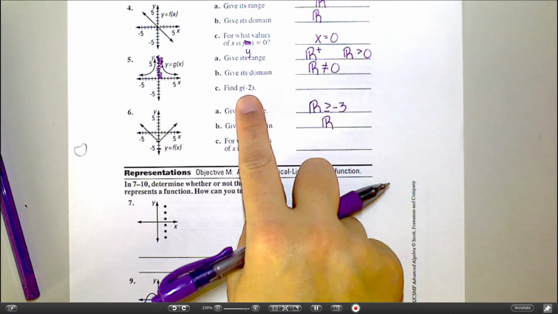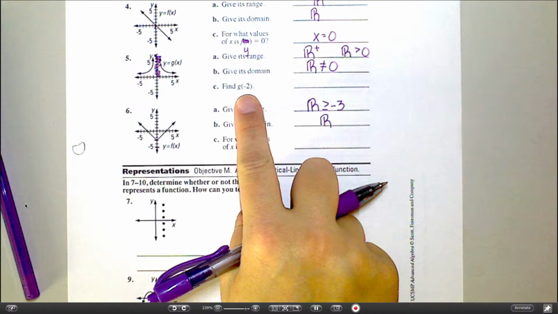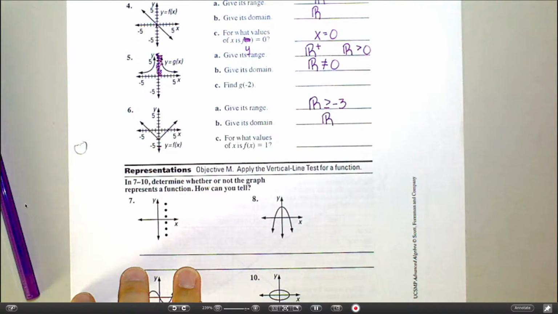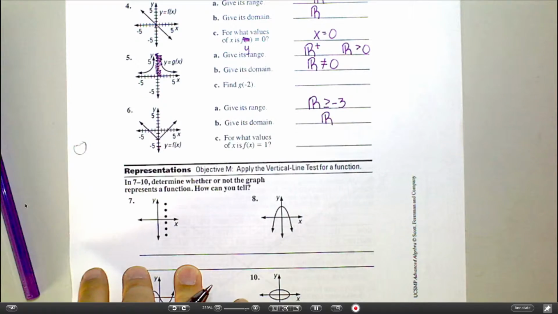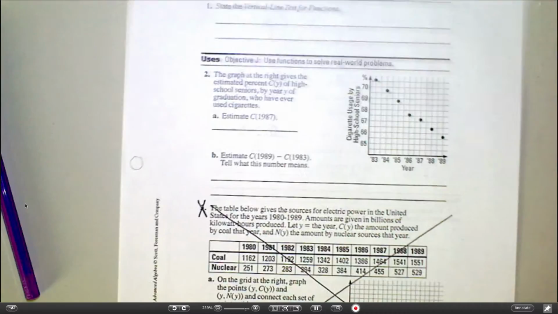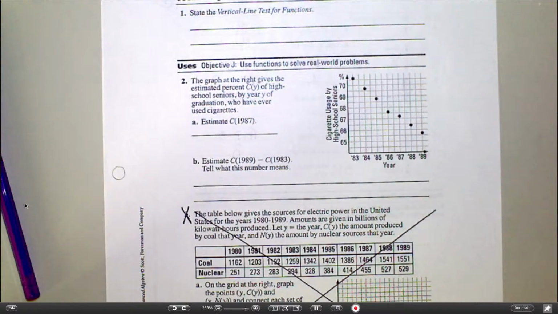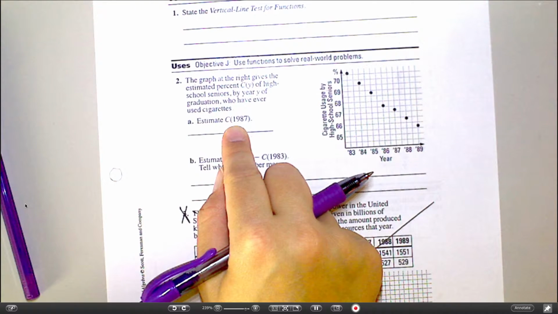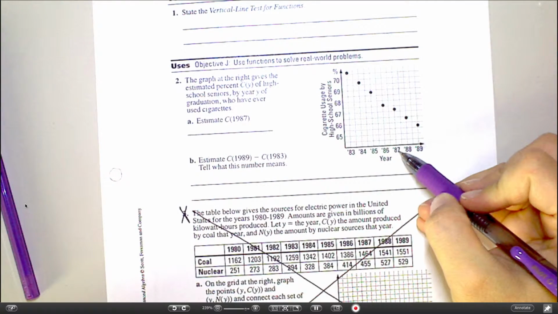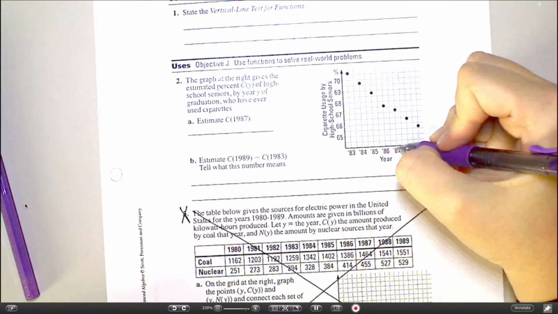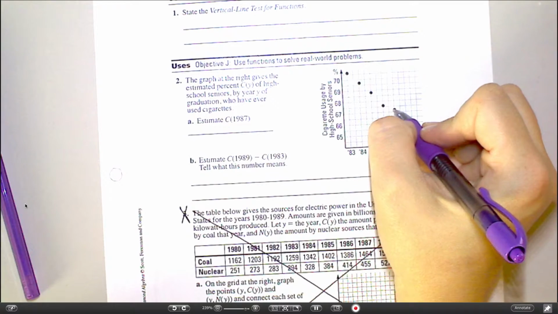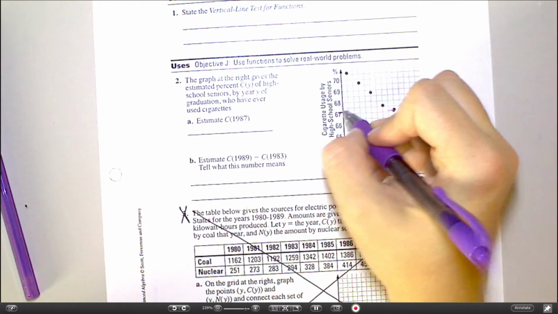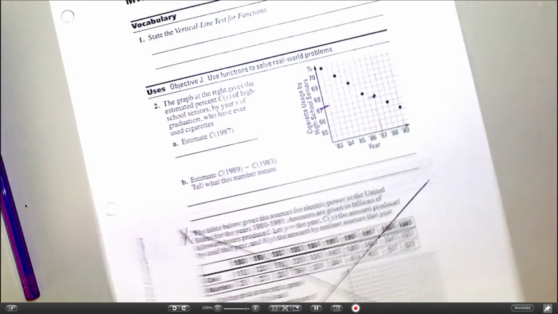What is this asking you when it asks you to find g of -2? Anybody know? Okay, so what does that mean on the graph? Okay, so let's look up on the front. Back here, when I told you to find C of 1987, what did you do? Okay, so we went to 1987, right? We read up to the point, and then we read across to the y-axis and gave that value, right? That's the same thing you're doing back here.